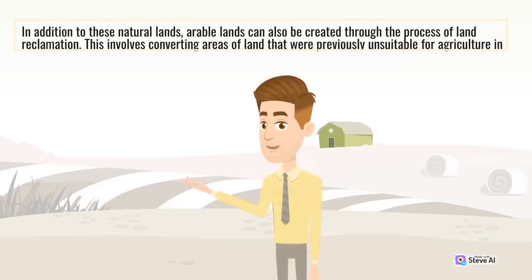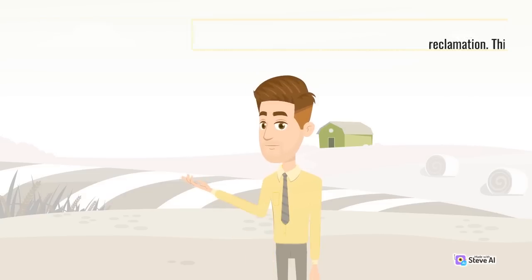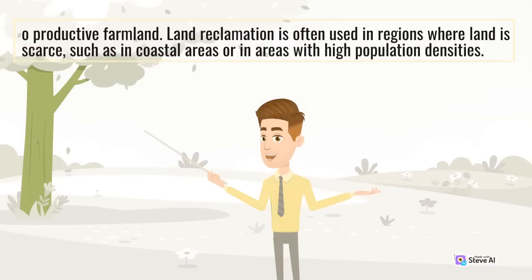In addition to these natural lands, arable lands can also be created through the process of land reclamation. This involves converting areas of land that were previously unsuitable for agriculture into productive farmland. Land reclamation is often used in regions where land is scarce, such as in coastal areas or in areas with high population densities.